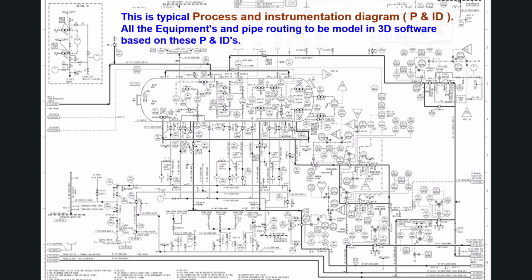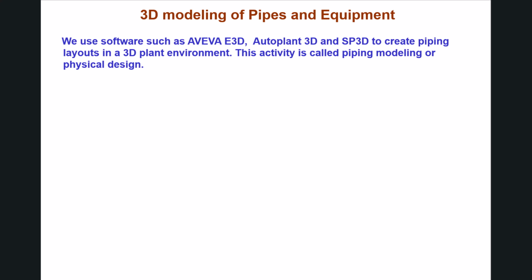All the equipment and pipe routing are to be modeled in 3D software based on these P and IDs. 3D modeling of pipes and equipment: we use software such as AVEVA E3D, AutoPLANT 3D, and SP3D to create piping layouts in a 3D plant environment. This activity is called piping modeling or physical design.